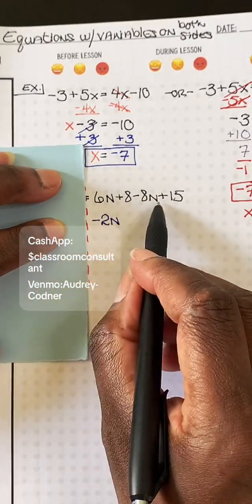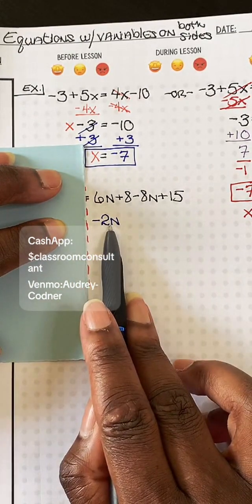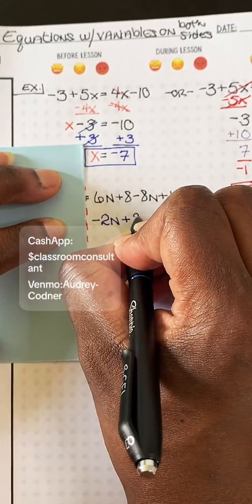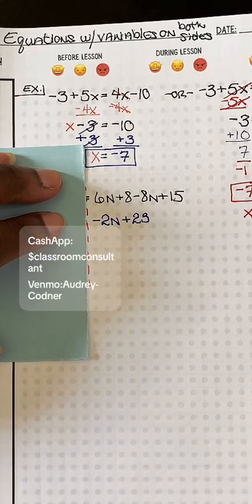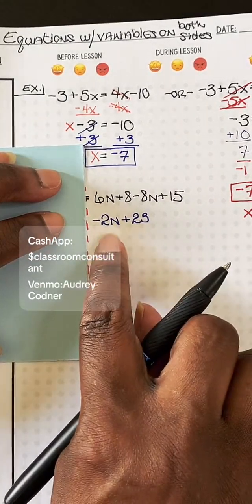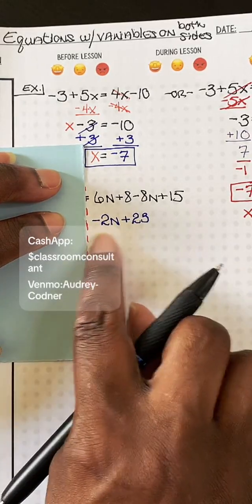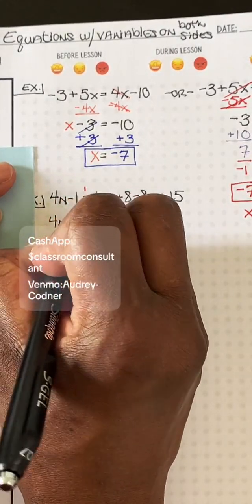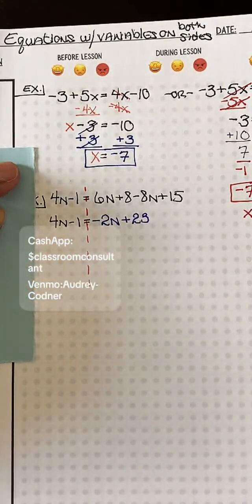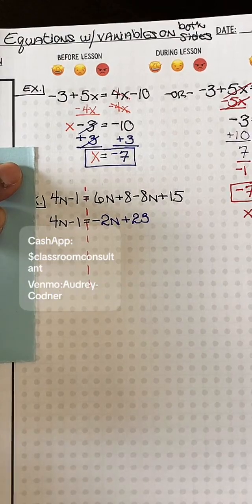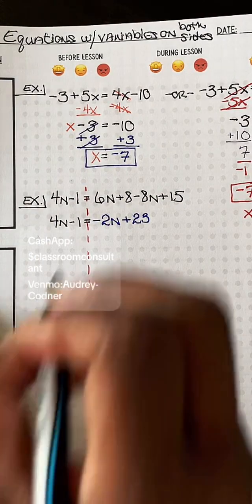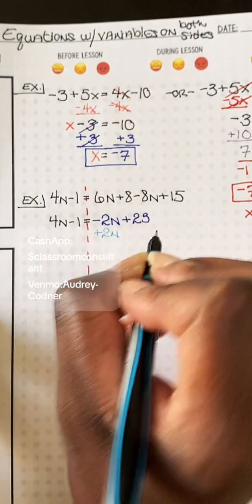Since they're both on the same side of the equal sign, all we're doing is combining like terms. Now you combine the 8 and the 15. 8 plus 15 gives me 23, and since it's positive, plus 23. Now I don't have any like terms anymore on this right-hand side, so I can bring down my next part, which is 4n minus 1. And this is when you decide what side you want your variables on. If I want my variables on the left-hand side, all I'm doing is adding 2n to both sides.